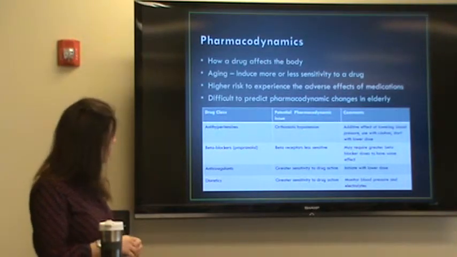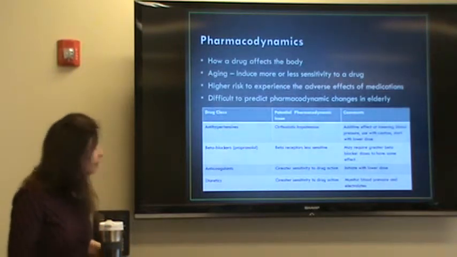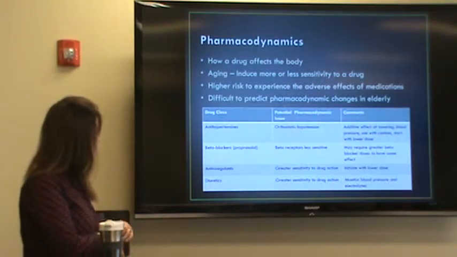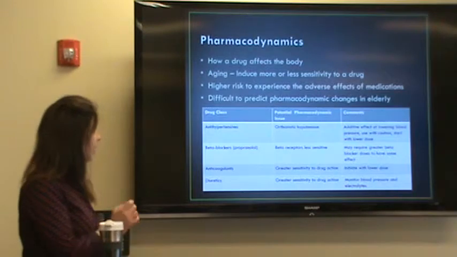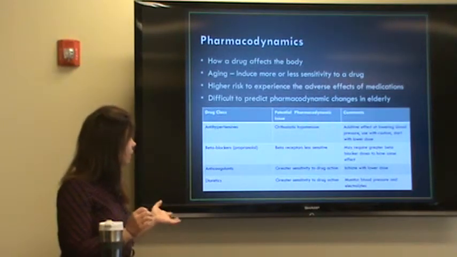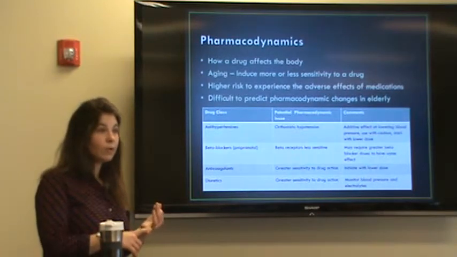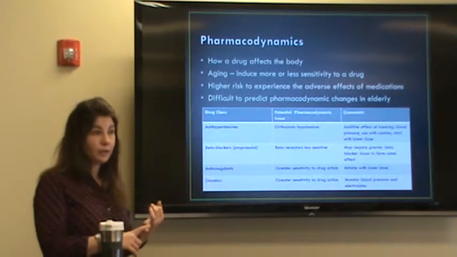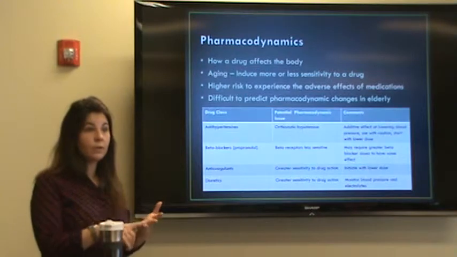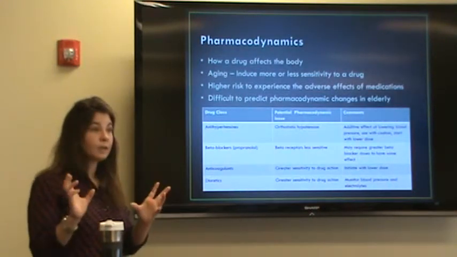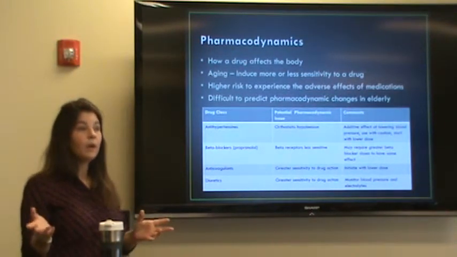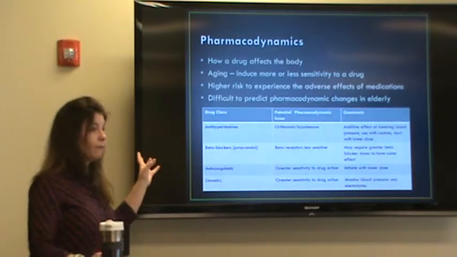Anticoagulants, you see greater sensitivity to drug action, and so again, it's important to initiate with lower doses. And then diuretics, again, greater sensitivity to drug action. So if you're starting Lasix, for example, in a patient, they're more likely to experience dehydration, or they're more likely to experience electrolyte disturbances taking Lasix. So we see a lot more profound effects in the elderly.